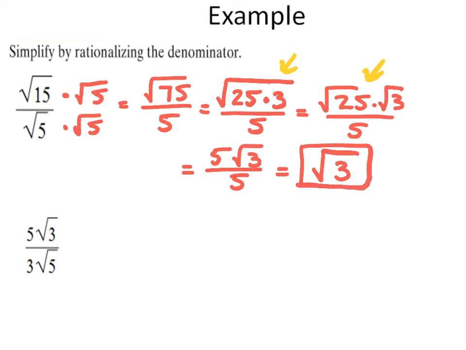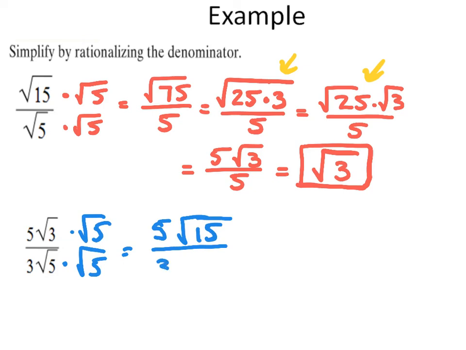Pause the video and try the one at the bottom on your own. If I were to simplify this final radical, I'd have to multiply both the numerator and denominator by whatever was the square root on the bottom. So I multiply the square root of 5 times both, so it'll give me 5 square root of 15 over 3 times, and root 5 times root 5 is going to give us 5. Now if I multiply that out, I'll get 5 square root of 15 over 3 times 5 is 15.